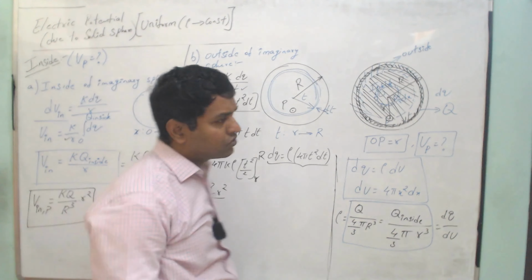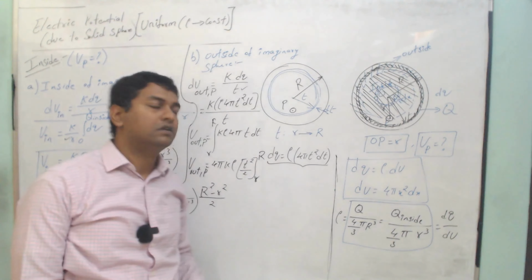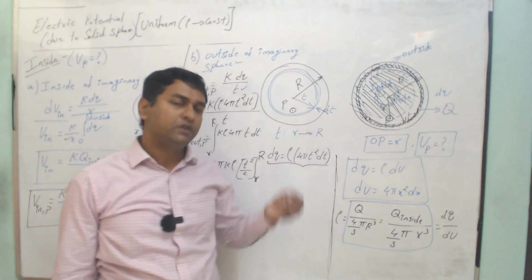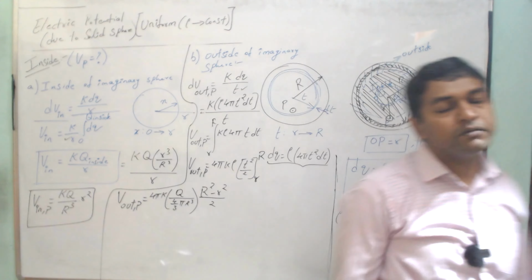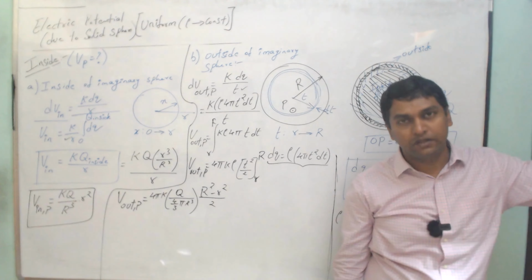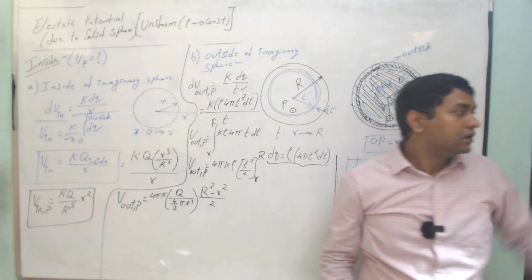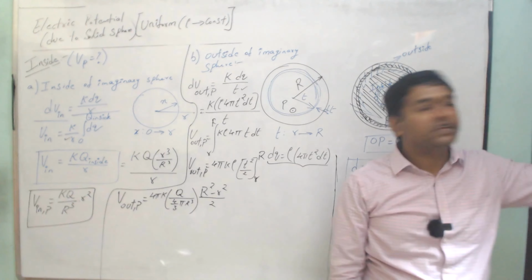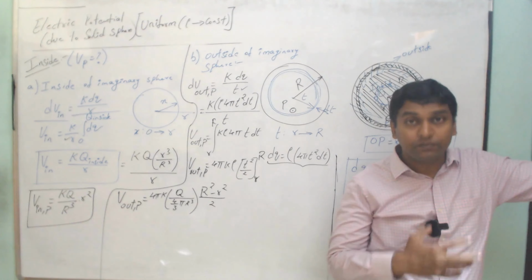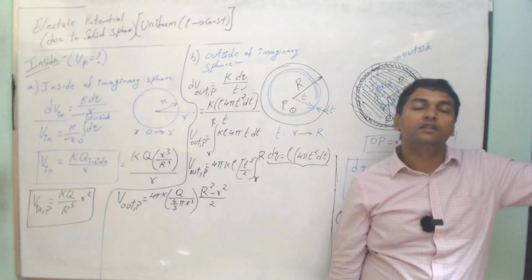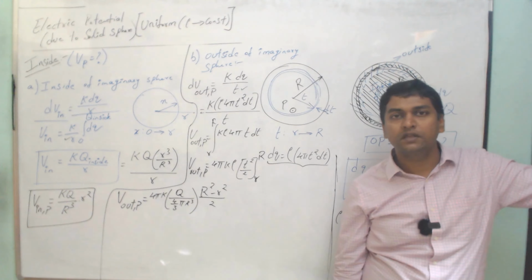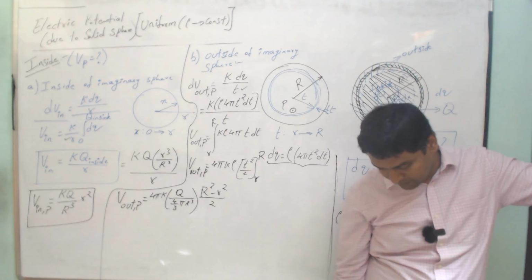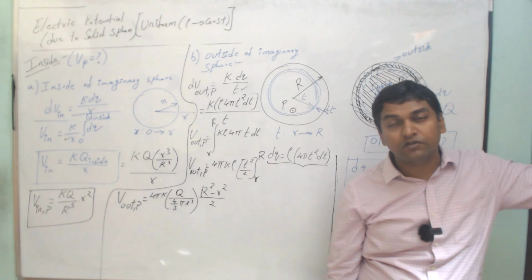The idea of choosing a variable is that the variable tells me how I am covering my entire element, be it a length element, areal element, or a volume element. My variable is telling me how I am covering the entire element.